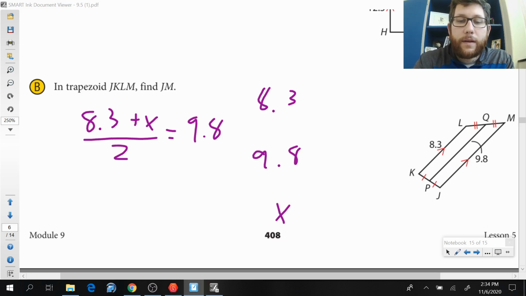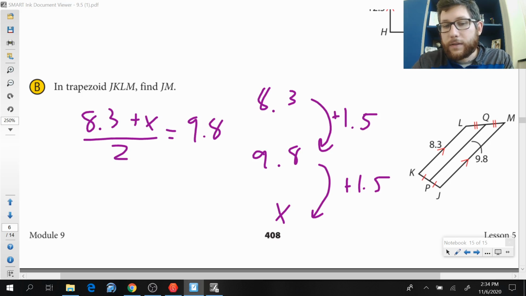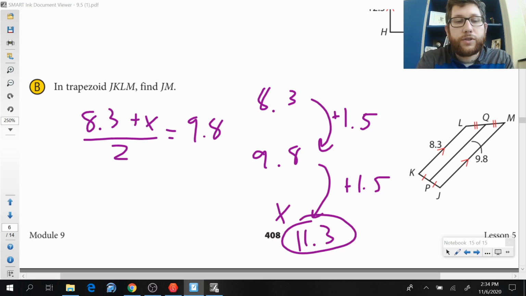Or here's another way. How did I get to the mid-segment? I added 1.5, right? So if I just add another 1.5, that should get me there. And that's going to come out to 11.3. Okay, so you could also solve this for x if you don't feel comfortable with the other way. But again, mid-segments, use your brains. You can solve these out. They're pretty simple, straightforward problems. There's going to be some that are a little bit trickier than others, but use the general principle that the top and the bottom averaged together equals the mid-segment length.